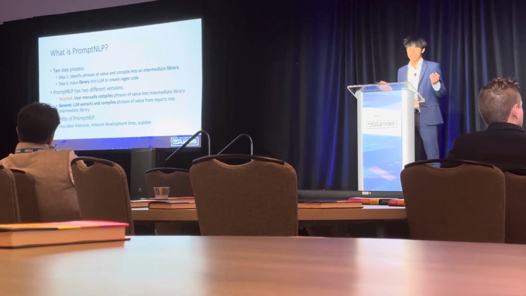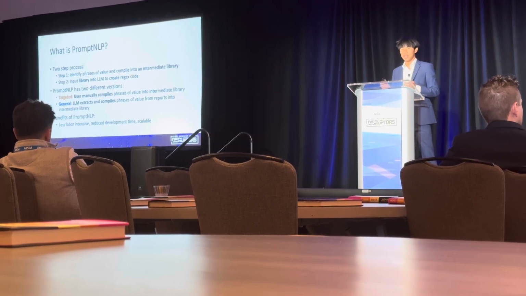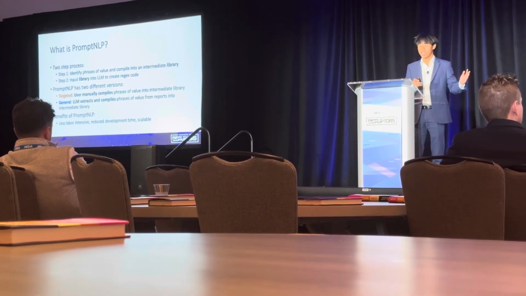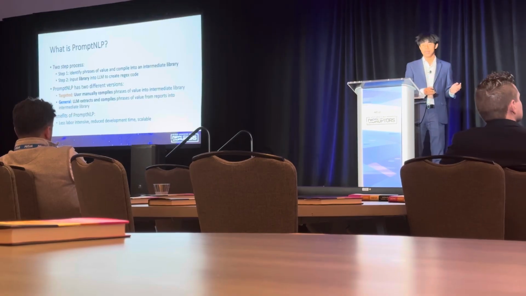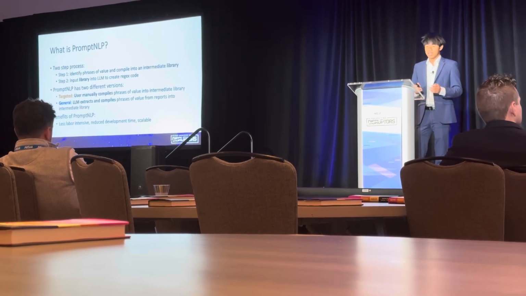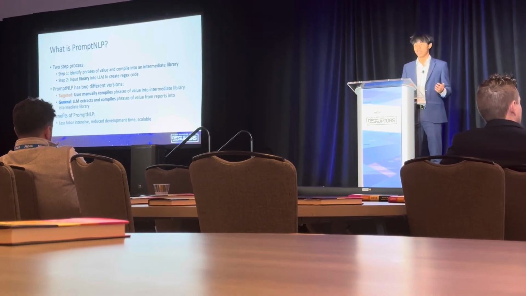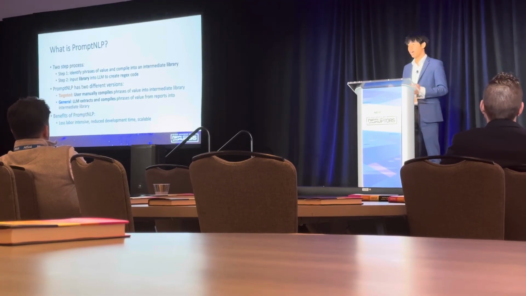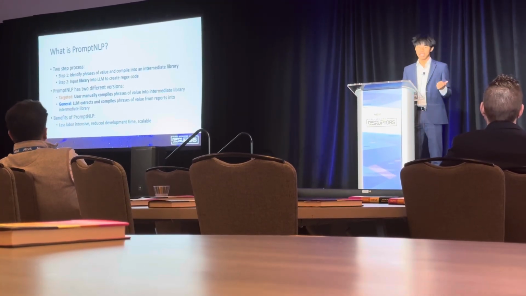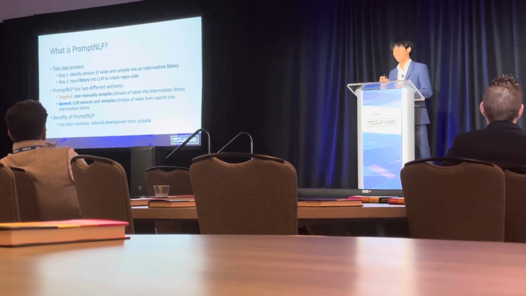So what is Prompt NLP? Prompt NLP is a two-step process that first identifies phrases of value. So if we go back, like it was the overall AHI, and it will compile it into an intermediate library. Once it's compiled this library, it will input the library into the LLM to create our regex code. Prompt NLP has two different versions. The first is targeted and the next is general, and I'll go more into depth on the next slide. But really, the benefits of using Prompt NLP is that it is less labor intensive, it saves a lot of time, and we believe it can be scalable and generalizable to other institutions.